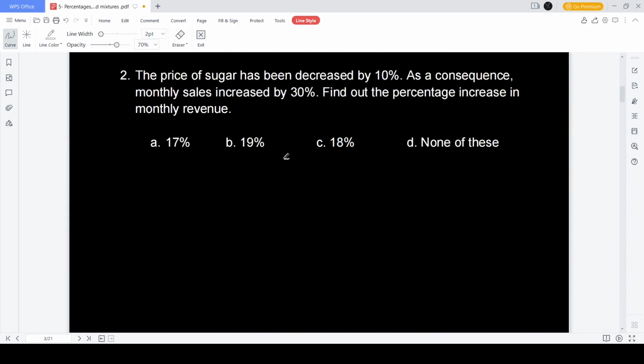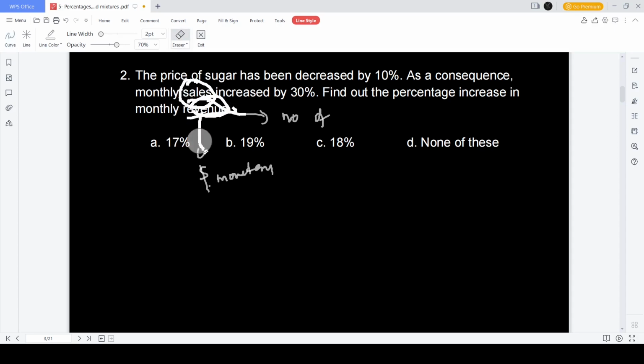Easy. Next question. The price of sugar has been decreased by 10%. As a consequence, monthly sales increased by 30%. Find the percentage increase in monthly revenue. Revenue and sales are two different words over here. In some questions, they might use them as the same thing. But here, if you read the question properly, sales means the number of items moved, and revenue is in dollar amount, so basically the monetary value.